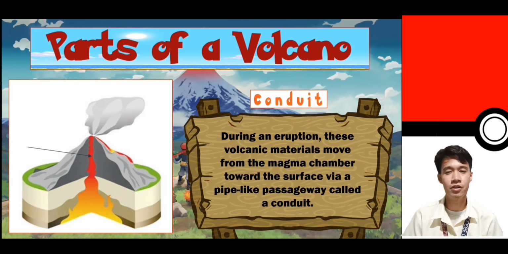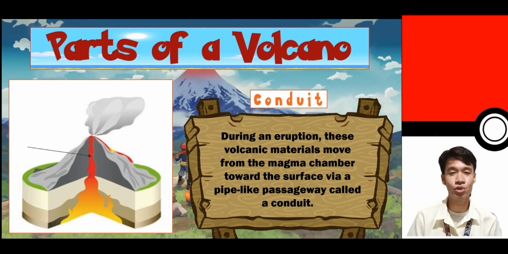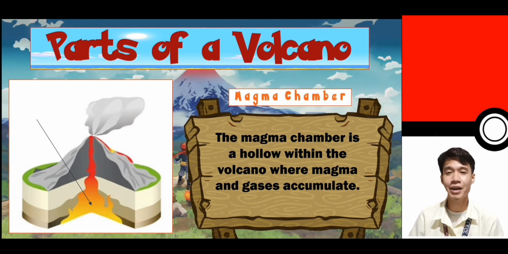The fourth part of a volcano is called conduit. During an eruption, these volcanic materials move from the magma chamber toward the surface by a pipe-like passageway called a conduit. Some volcanoes have a single conduit, while others have a primary conduit with one or more additional conduits that branch off it. The last main part of a volcano is called the magma chamber. The magma chamber is a hollow within the volcano where magma and gases accumulate.